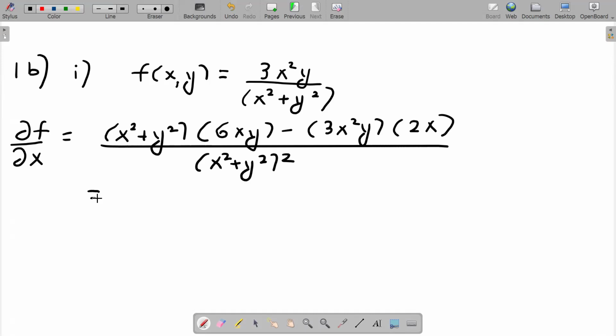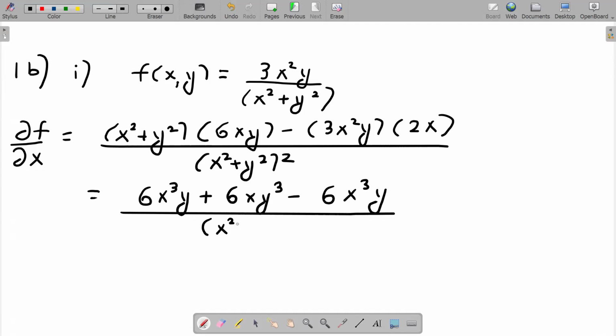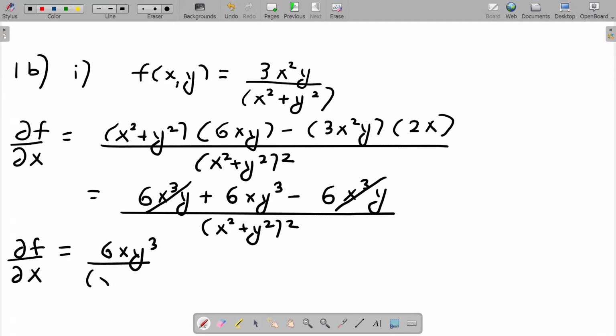If I open up the brackets, it comes out as 6x cube y plus 6xy cube minus 6x cube y over x square plus y square whole square. This and this cancel out. So my del f over del x comes out as 6xy cube over x square plus y square whole square.